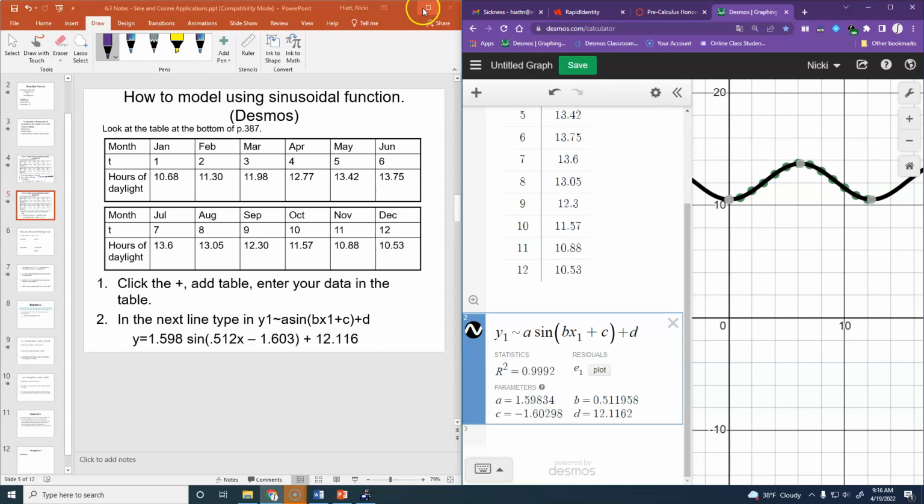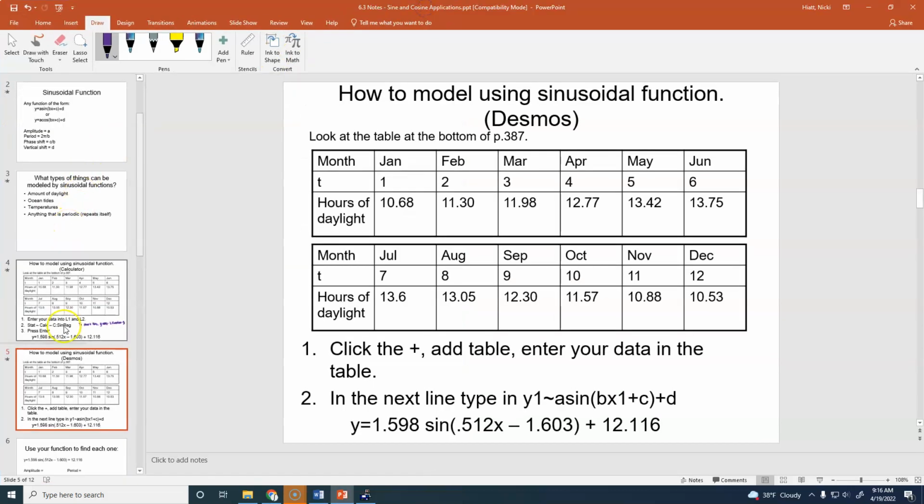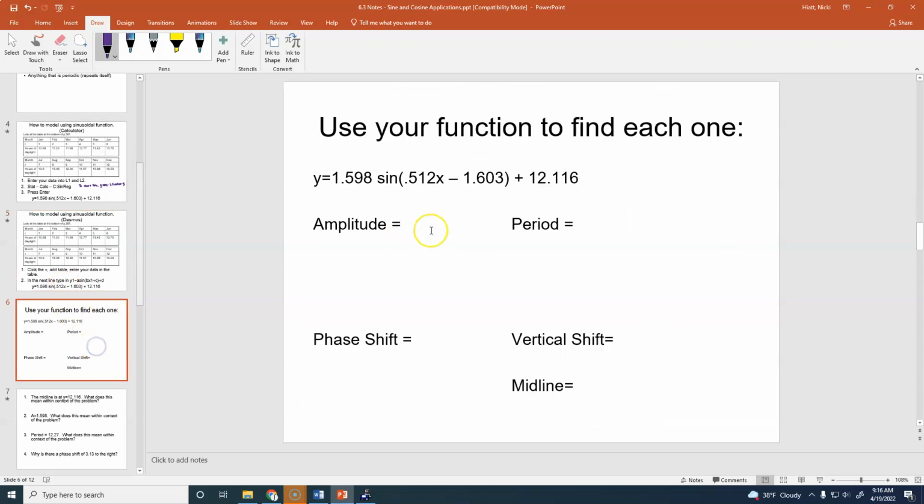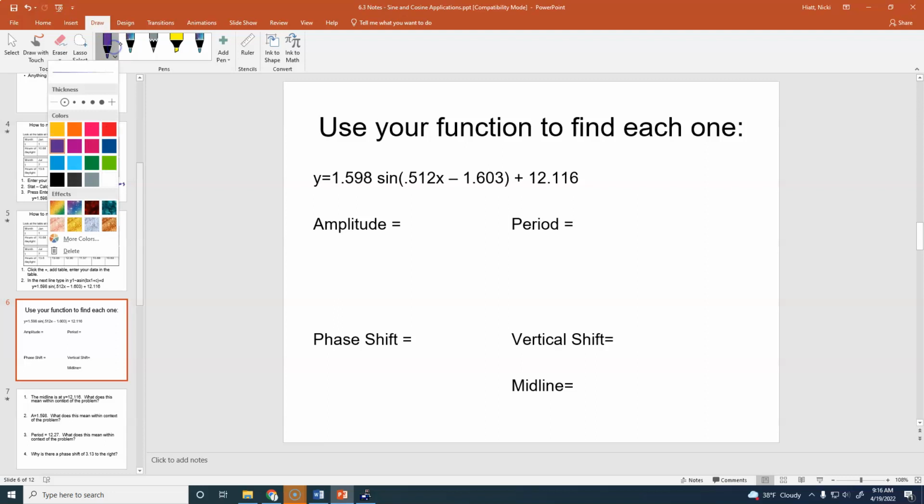Okay, so we are now going to look at just generally finding amplitude, period, phase shift, midline with all these decimals instead of having numbers, and then we're going to talk about what that means for this problem, right? So this is our equation that we got. We're just going to use these numbers rounded to 3 decimal places. It would be a little more precise to use all of them, but that's okay.